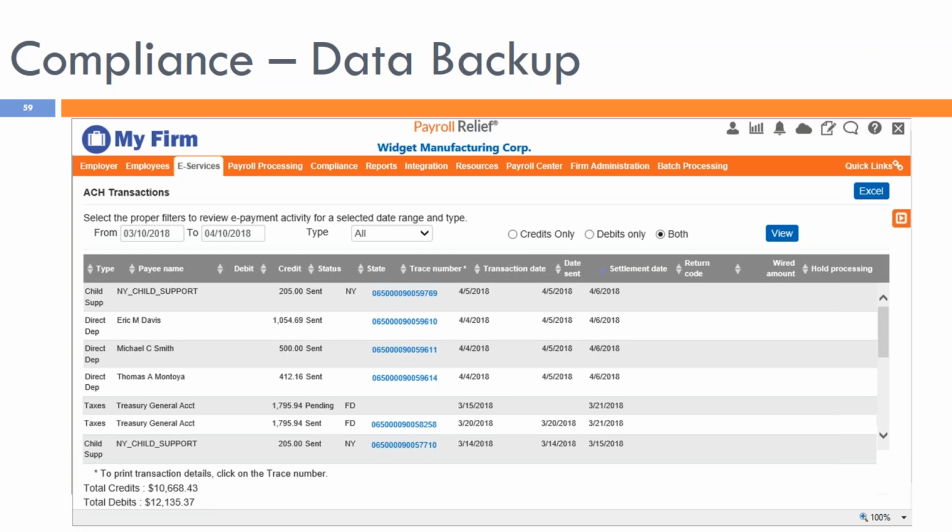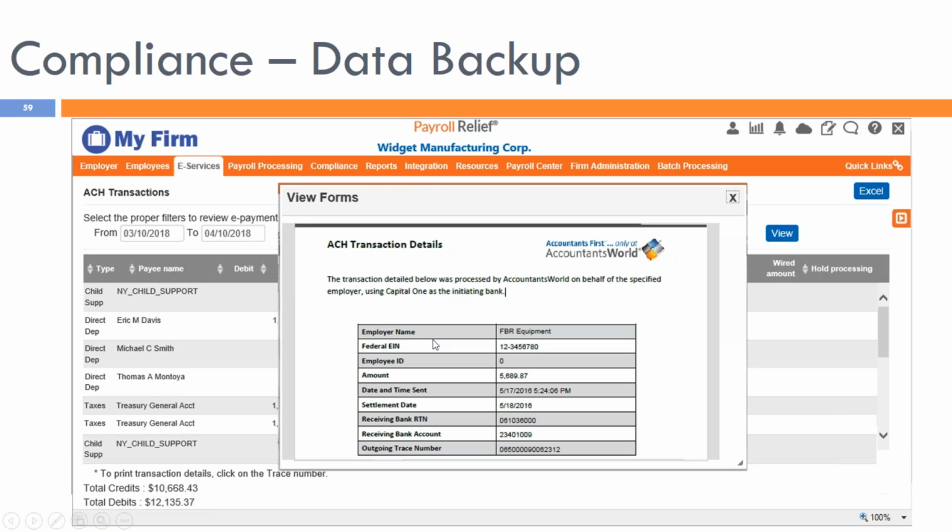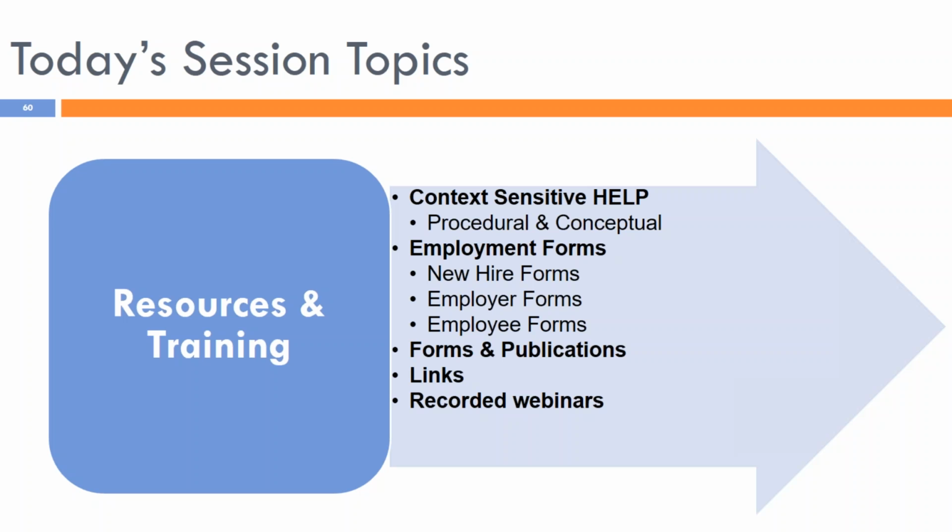Notice that there's a trace number column, okay, for every transaction, and that trace number is a link. If we click on that link, it will provide us with a detailed report that you may print out as proof of the transaction. Okay, it has the employer name, the EIN, the ID, the amount, the date and time sent, the settlement date, the bank information, and the outgoing trace number. Okay. And again, notice that that information can be exported to Excel.